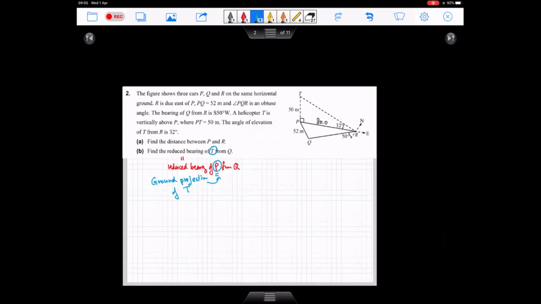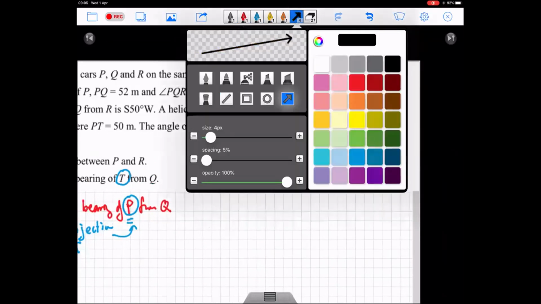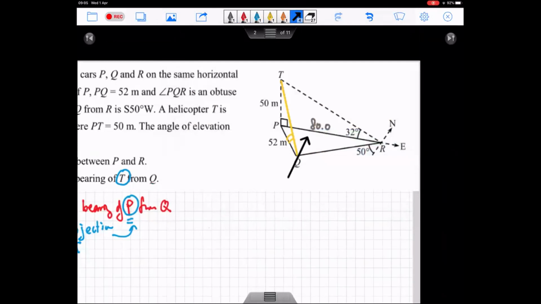Now, the mistake I observe is that some of us calculate this yellow angle, and then took maybe 90, maybe 360, and subtract this yellow angle. And that would be the bearing of T from Q. Now, the one thing I observe immediately is wrong is that this yellow angle does not lie on the ground. It is a vertical angle. It is not an angle on the ground.